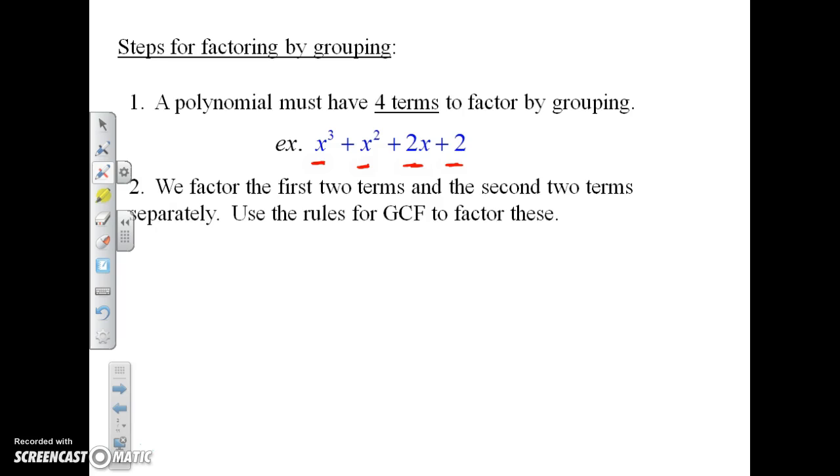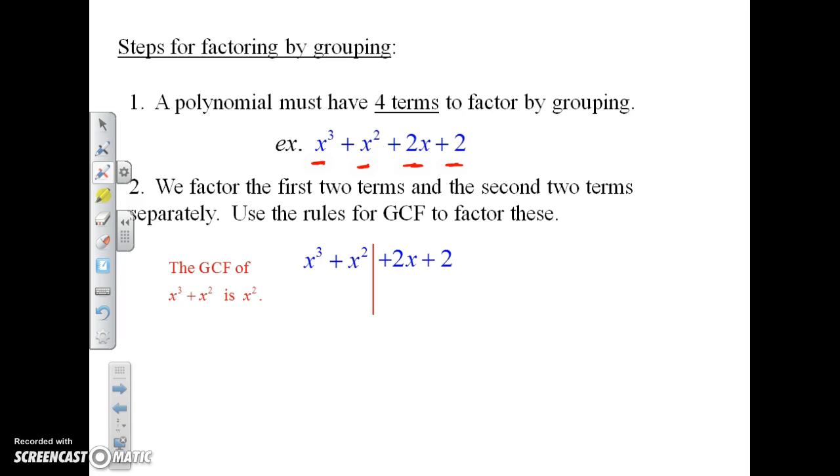You are going to factor the first 2 terms and the second 2 terms separately. And you're going to use the GCF strategy to do this. So as you can see here, x to the third plus x to the second, you're going to have those 2 terms and factor those separately from 2x plus 2. As you can see, there's a line drawn in the middle. So after this step, the first thing you're going to do is factor the GCF of x to the third plus x to the second.